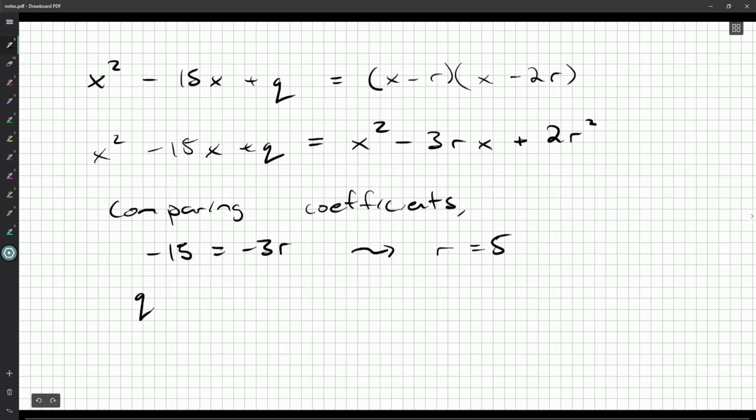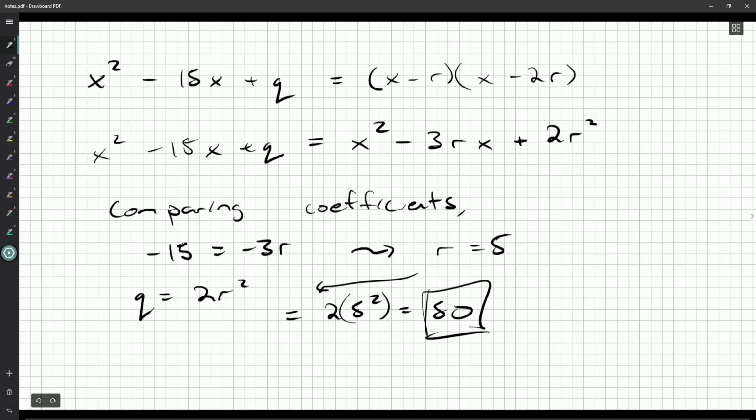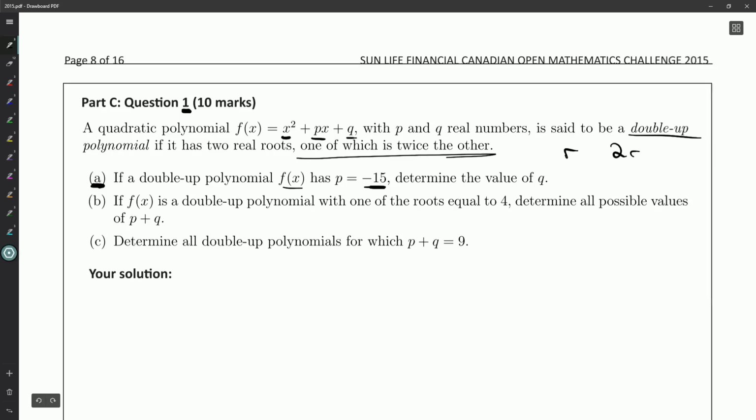And then q is 2r squared. Well, we'll plug that 5 in. You'll get 2 times 5 squared, 2 times 25, or 50. So q is 50. And we would just make a note of that. Okay. I have a feeling that this factorization might be useful continuing on, because I suspect we're not just going to abandon the double-up polynomials after having them introduced.